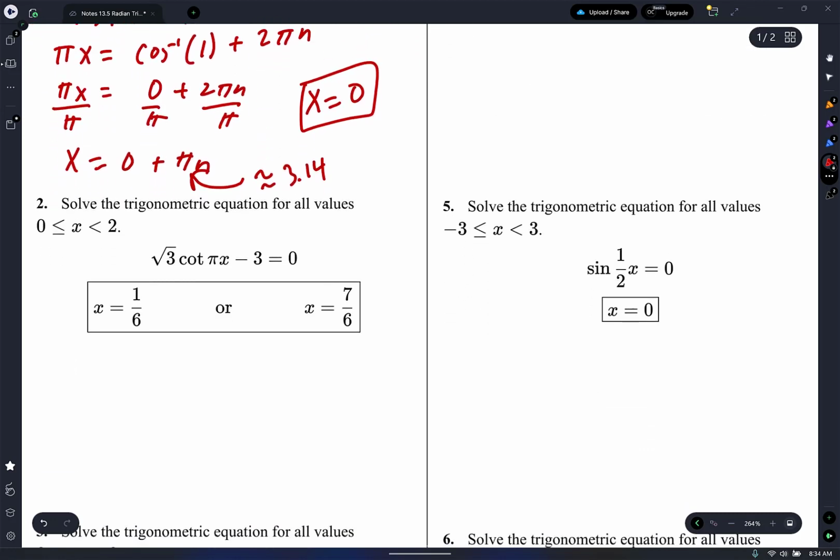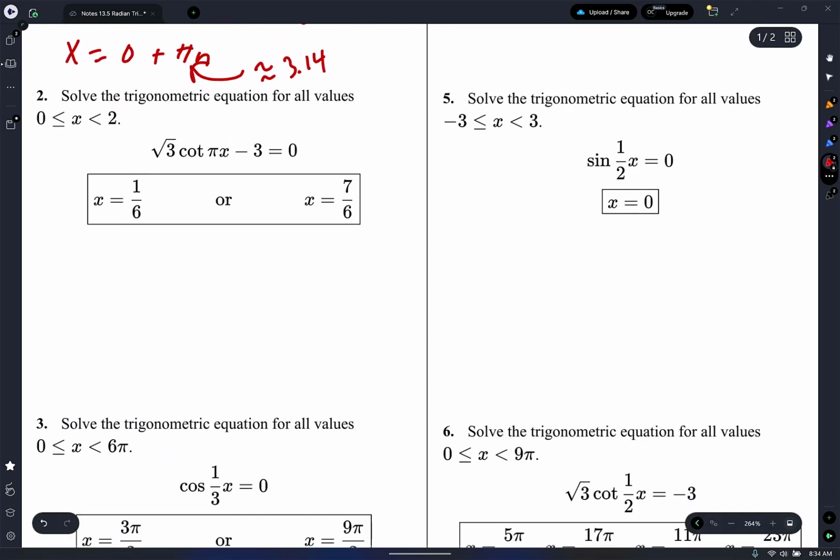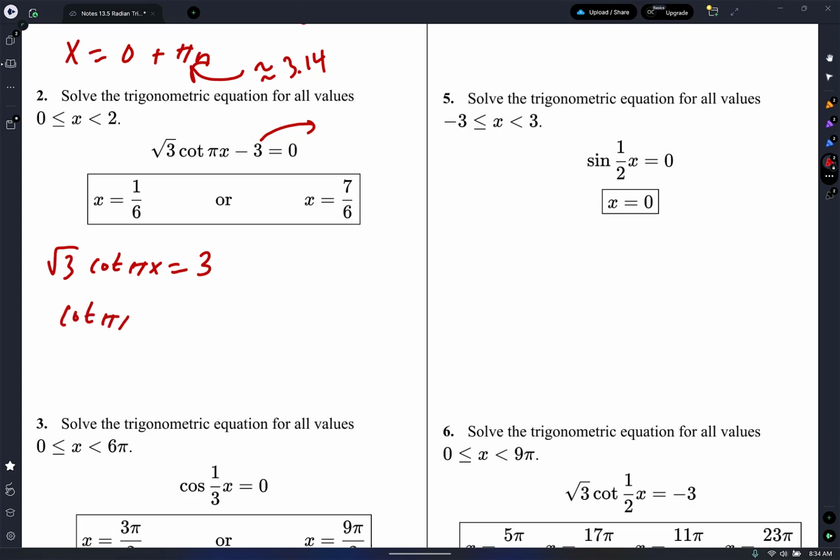All right, question 2. So check it out. I'm going to go slow. So how do I tackle this? First, I move the what? The negative 3, yeah. So I'm going to have square root of 3 cotangent pi x equals 3. And then the next move is divide by, perfect. So I have cotangent pi x equals 3 over square root of 3.